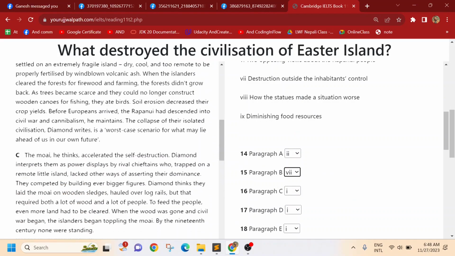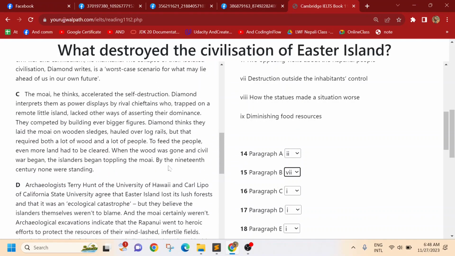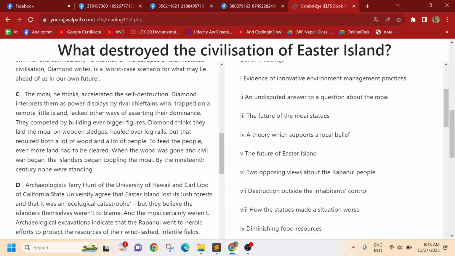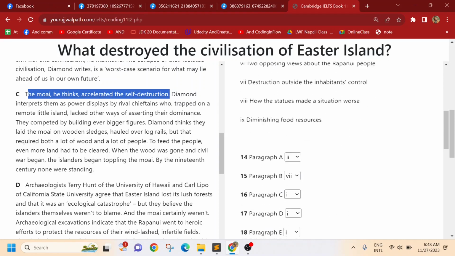Now in the same way we're going to do paragraph C. So in this paragraph C, the Maui, he thinks, accelerated the self-destruction. We just read some information about a related topic: how the statues made the situation worse, and he thinks accelerated the self-destruction. What? The Maui. So it's matching. You just choose it without reading everything. So paragraph C, the meaning is matching with it.